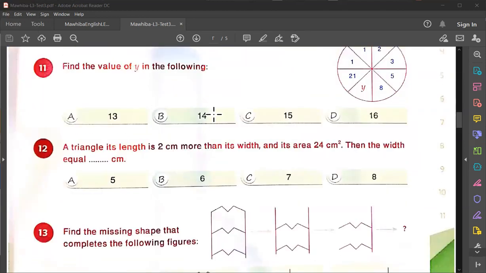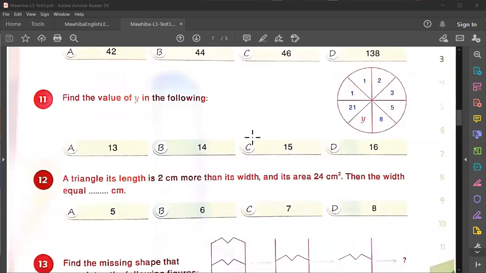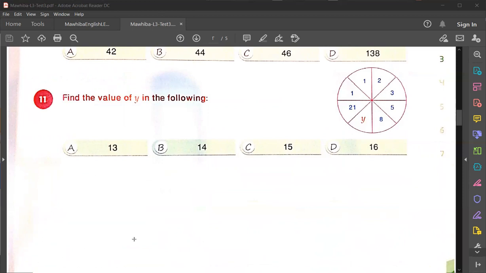Okay, now number 11. Number 11. What is the answer here? Number 11. Find the value of y in the following. How do I find the value? Find the value of y in the following.